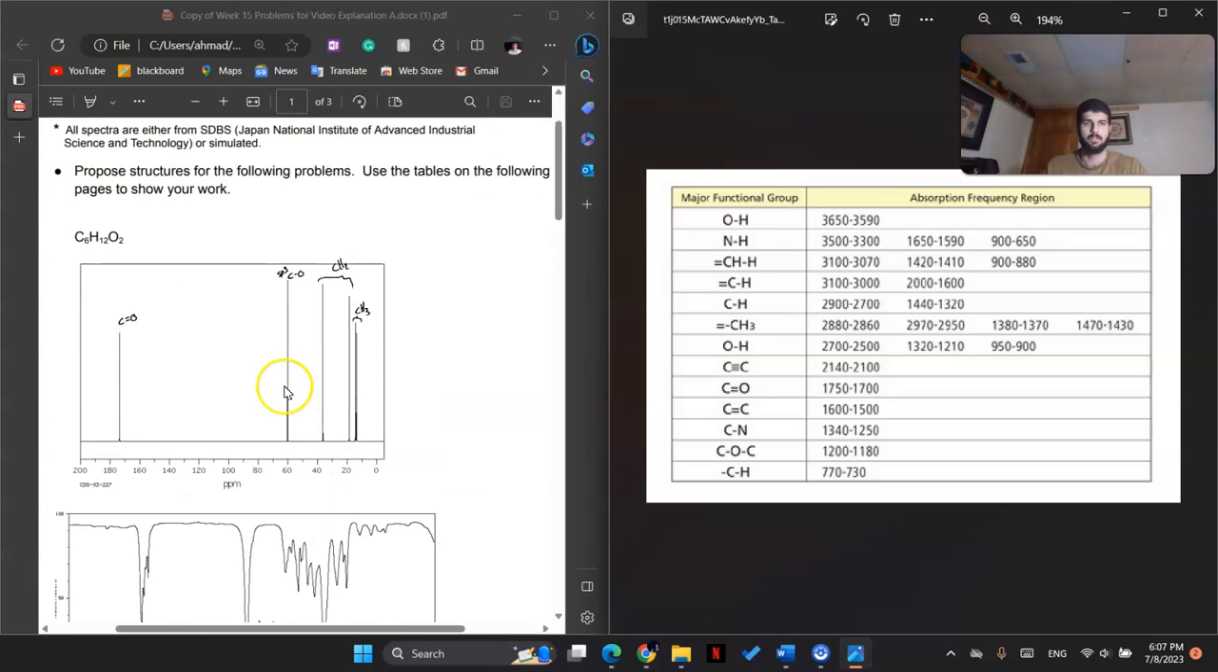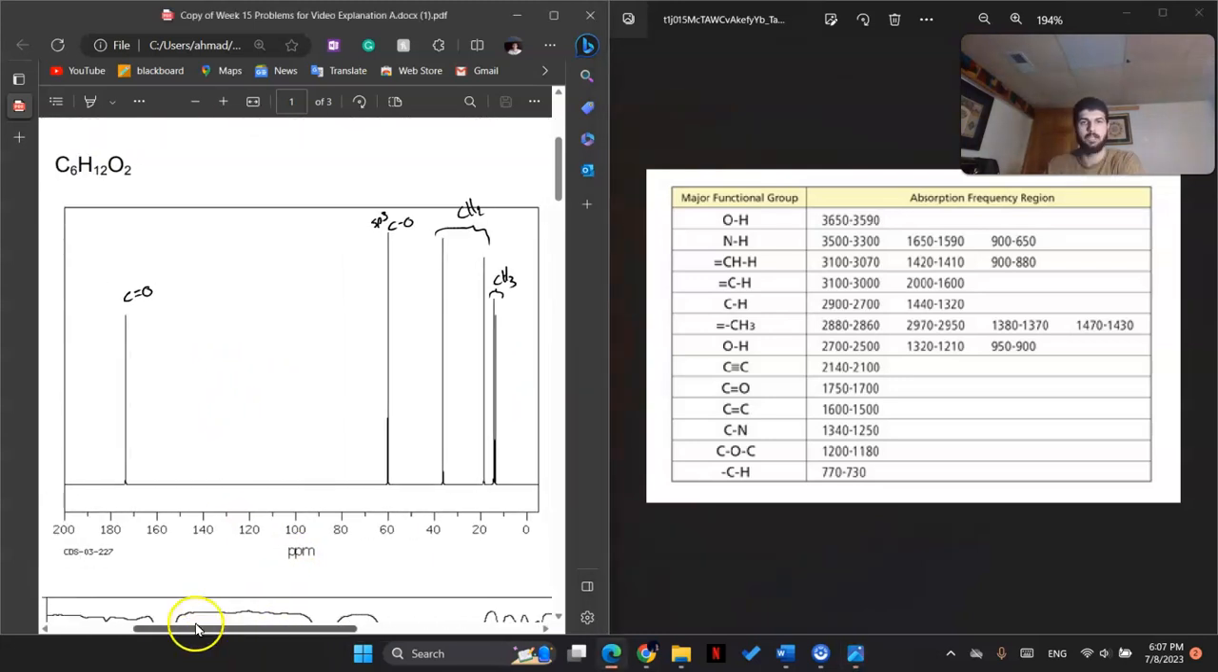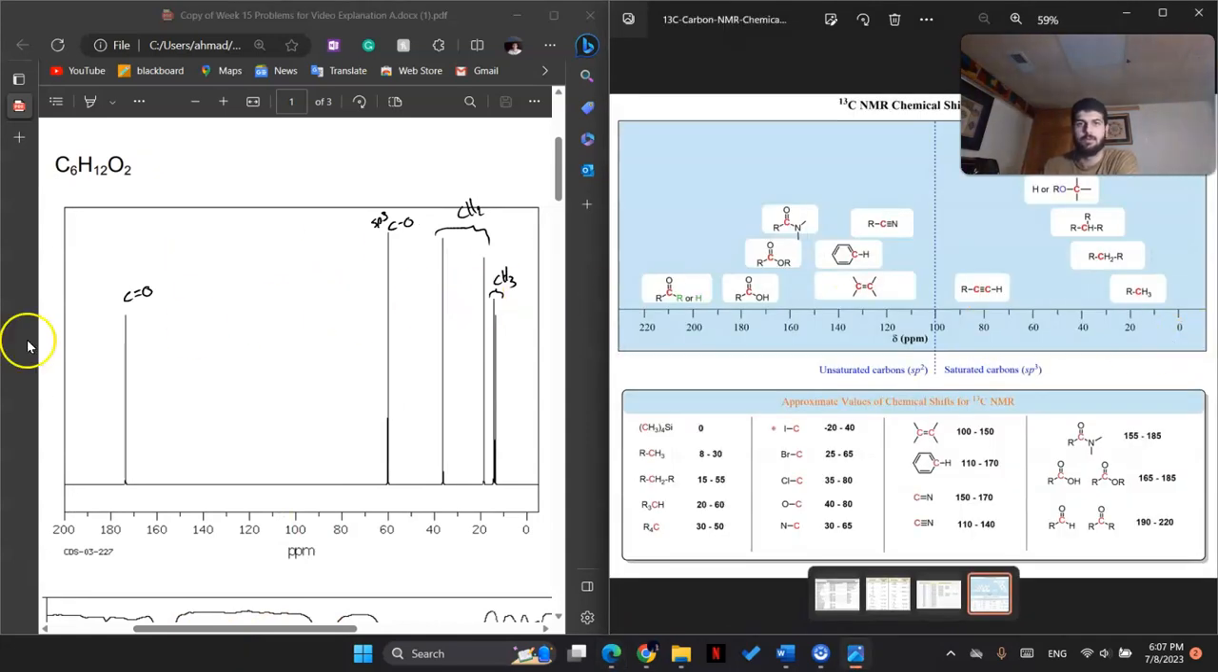I then moved on to the CNMR to understand the nature of my carbons, and I have used this table to interpret the different peaks. We have a peak around 173, 174, I estimated it to be, and that indicated that I have a carbon double bonded to an oxygen. Sorry, not this one. Around this range right here.